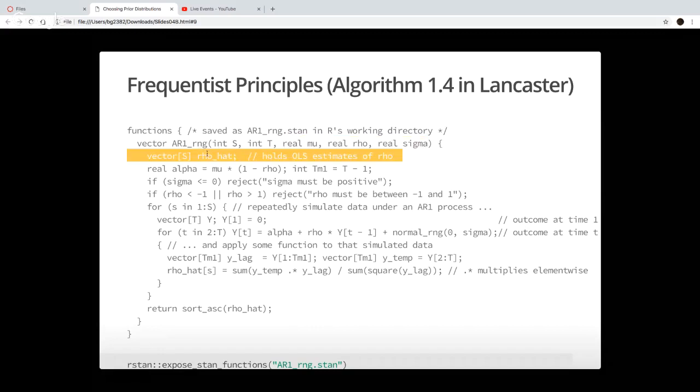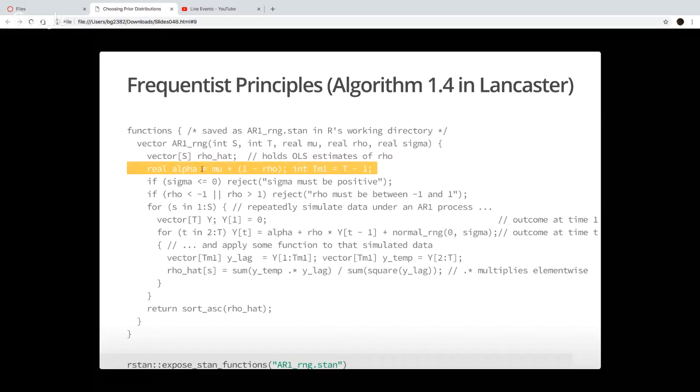Anyway, inside the body of the function, I'm declaring a vector of size s to hold my point estimates of rho, the autoregressive coefficient. I create a constant alpha, the intercept in an AR1 model, mu times 1 minus rho, and define t minus 1 as a constant I'll need. I check that my parameters are valid before I drop into a for loop from 1 to capital S. Inside my for loop, I'm going to repeatedly simulate data under an AR1 process, and then apply the least squares estimator to the simulated data, conditional on the parameters that govern the process.